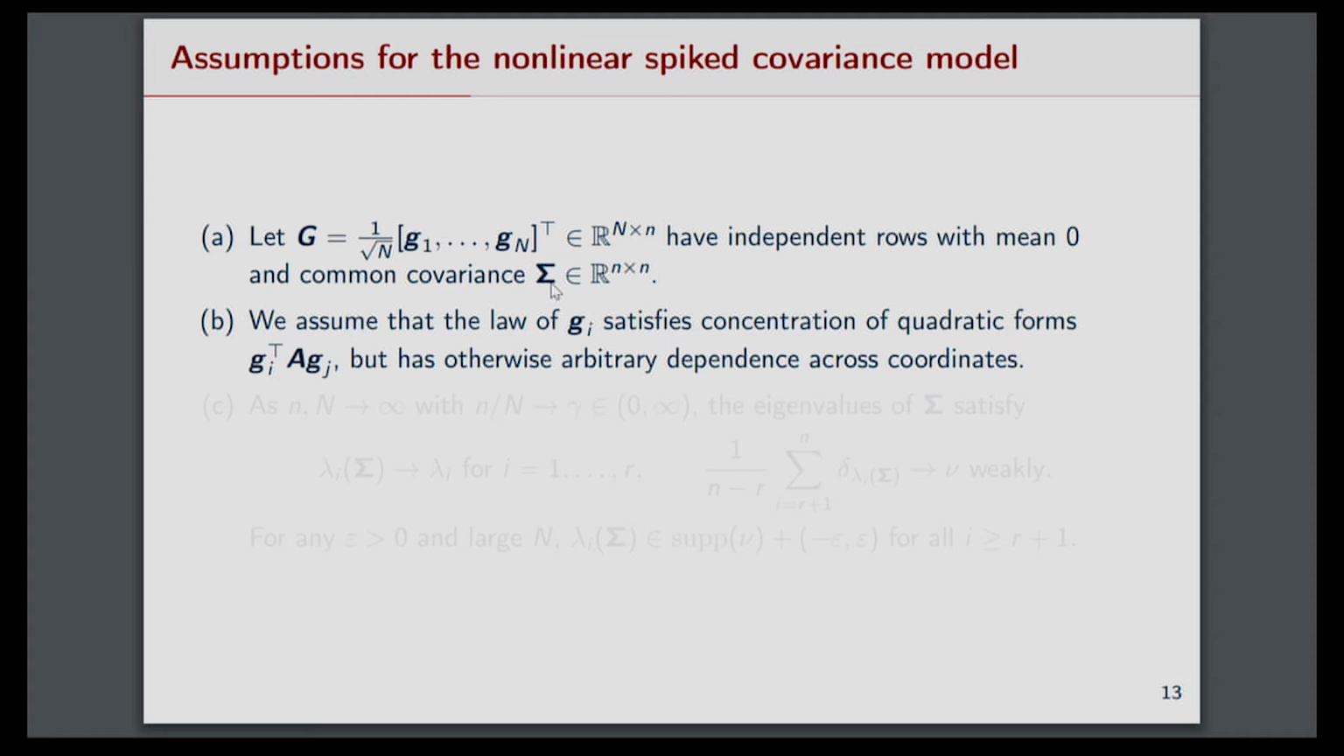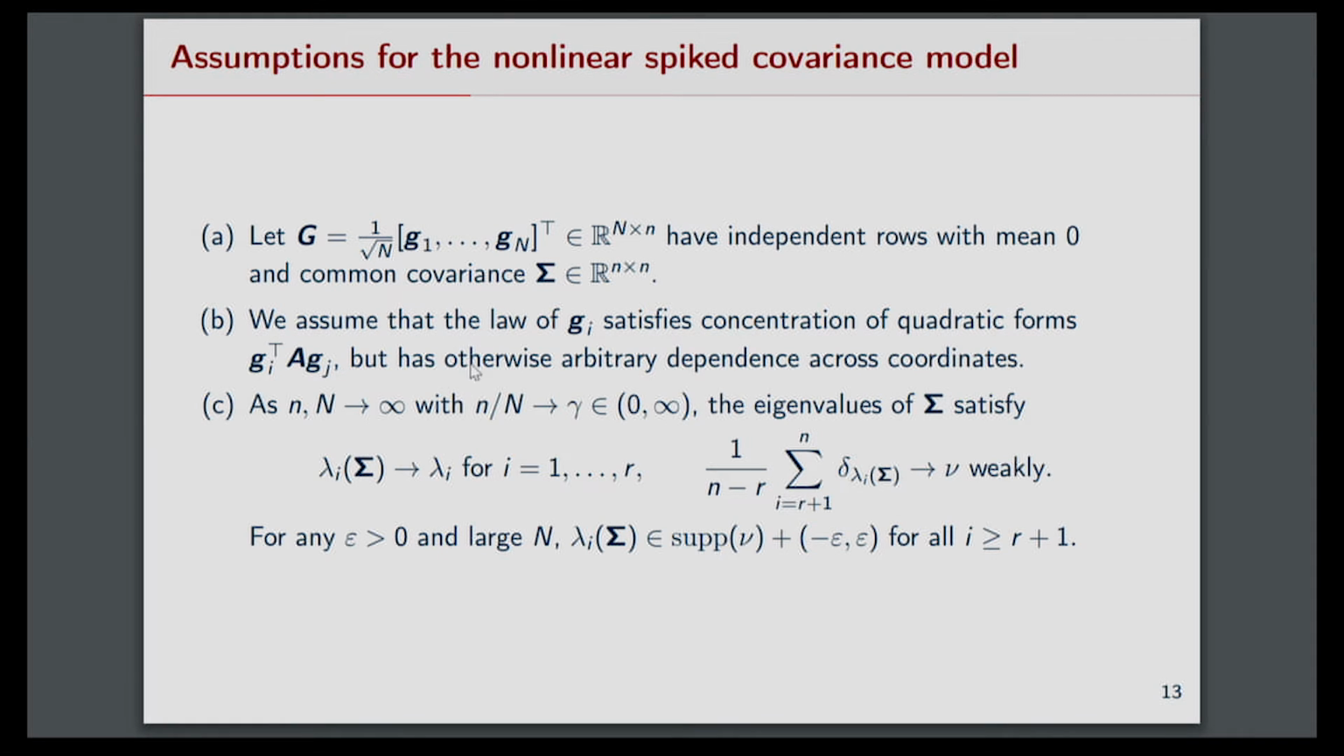Here are the assumptions for this general sample covariance matrix. Same as the Bai-Zhou results I presented before, we assume the GIs are independent with mean zero, with the common covariance matrix sigma, with a certain kind of concentration result for these GIs. The only difference is that for sigma, we assume there are several outliers. So here we assume you have lambda i from 1 to r. These outlier eigenvalues converge to some lambda i's, which are outside the support of this limiting distribution, and the other eigenvalues of sigma just converge to this spectral distribution.